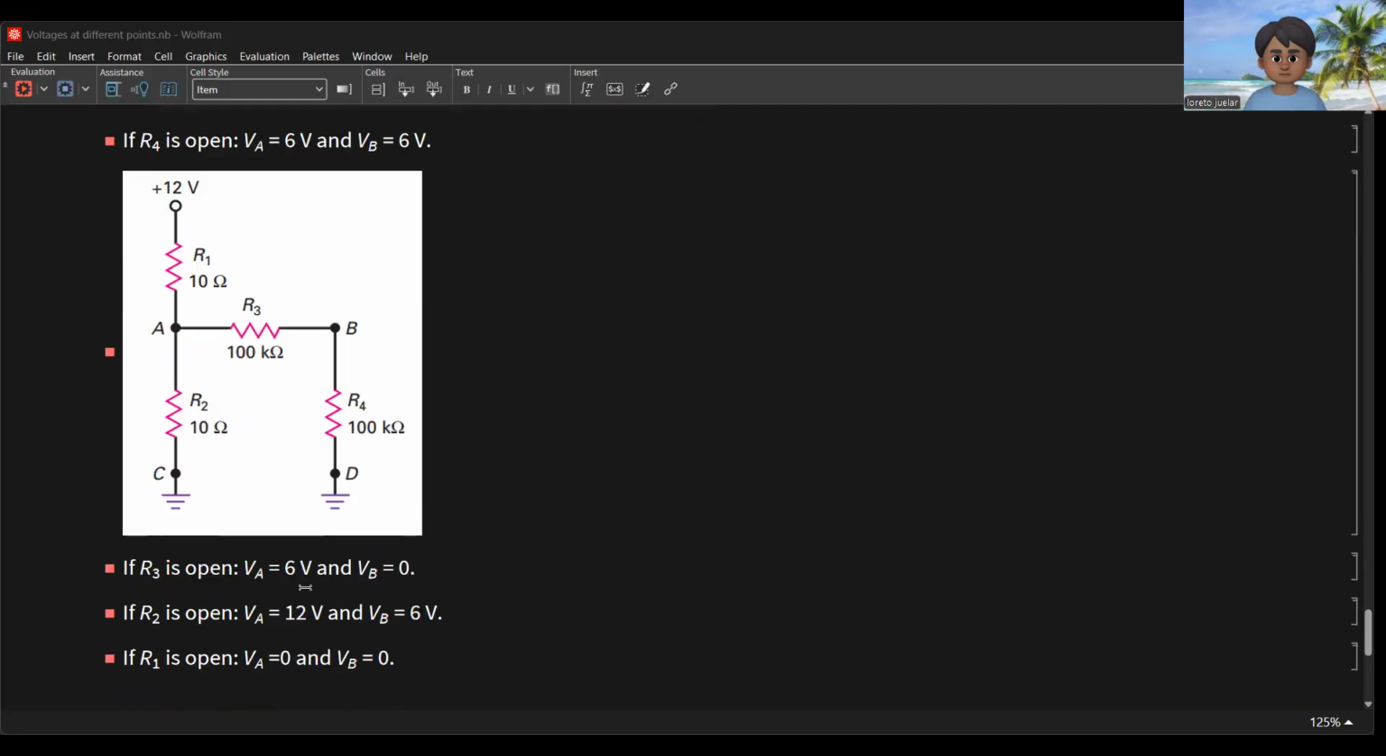So how about if R3 is open? So if R3 is open, the voltage at point A equal to 6 volts and the voltage at point B is equal to 0. So this is open. No current here because this is open. If R2 is open, the voltage at point A is equal to 12 volts and the voltage at point B is equal to 6 volts.